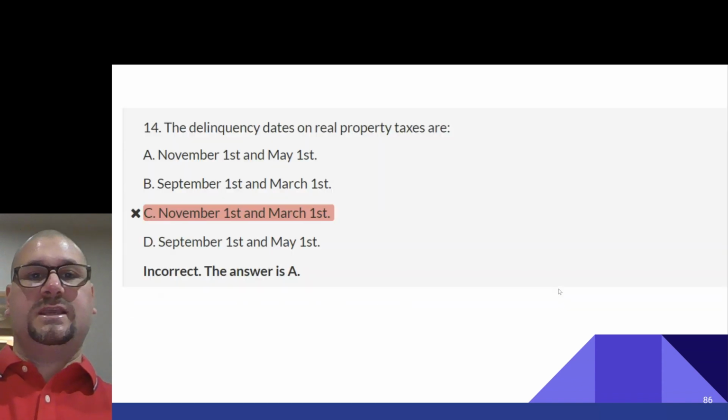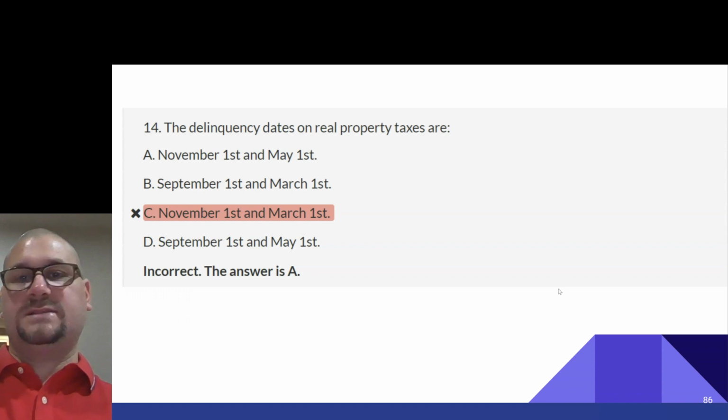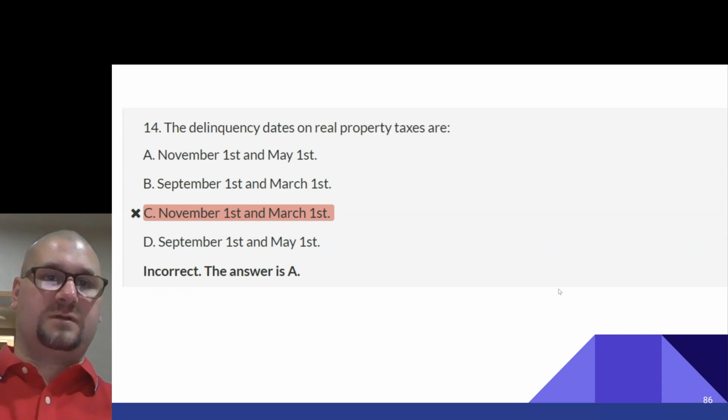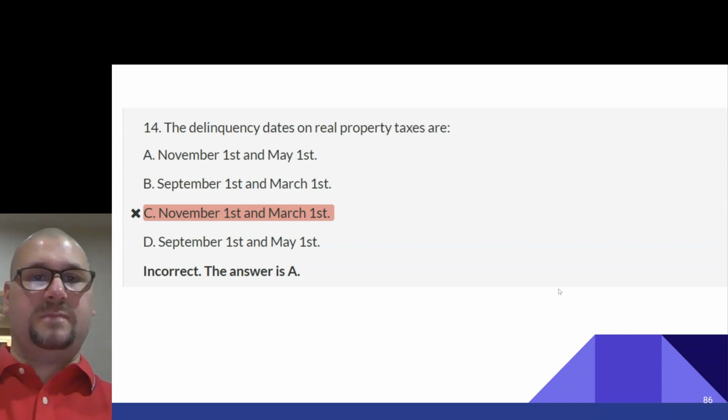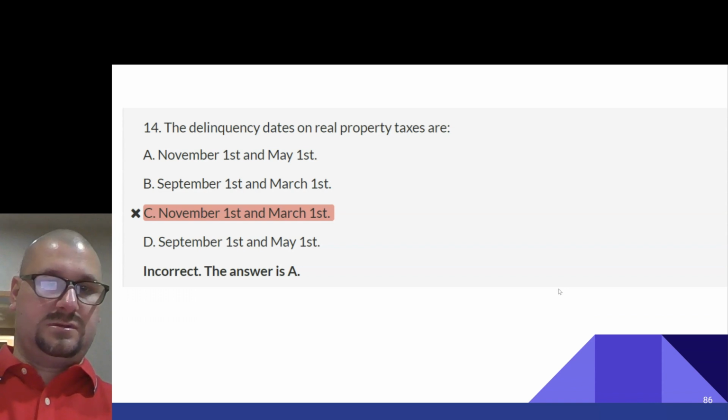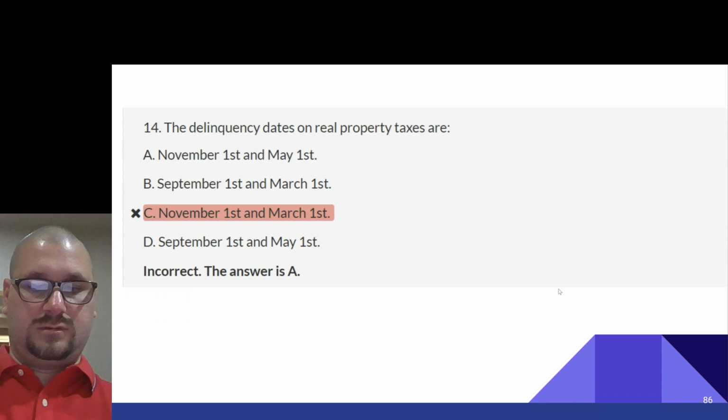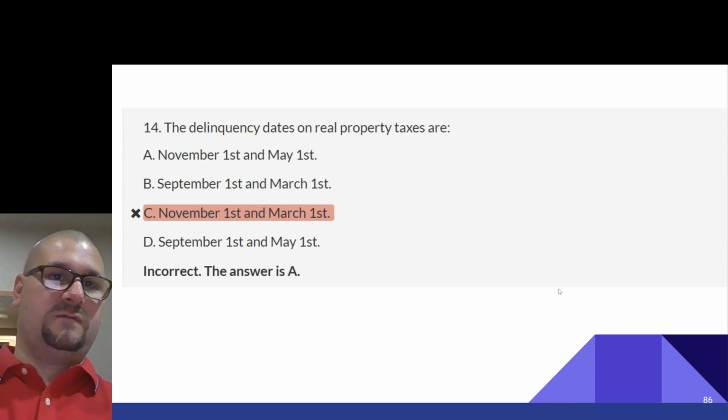The delinquency dates on real property taxes are November 1st and May 1st.